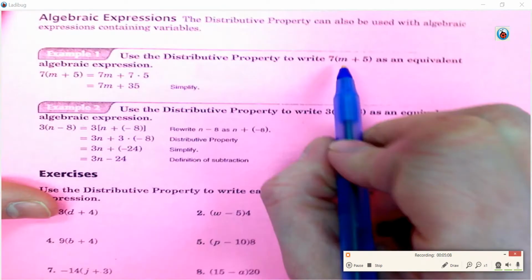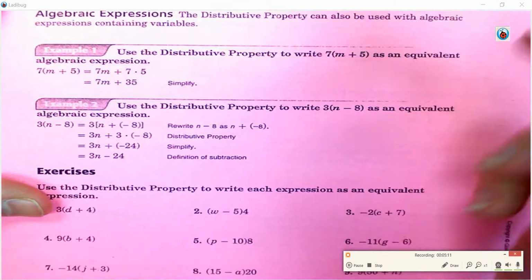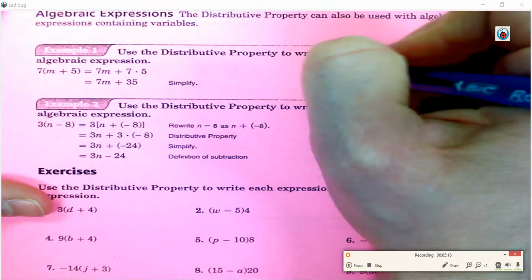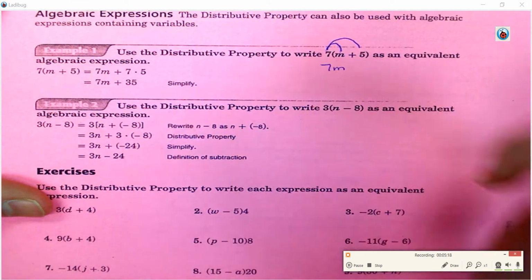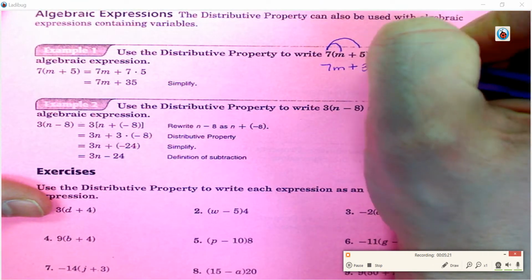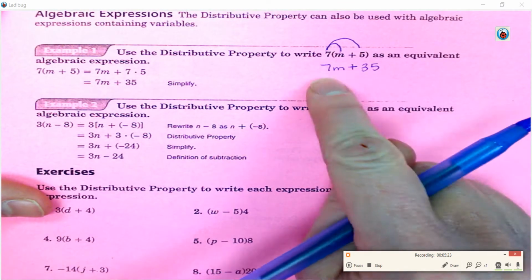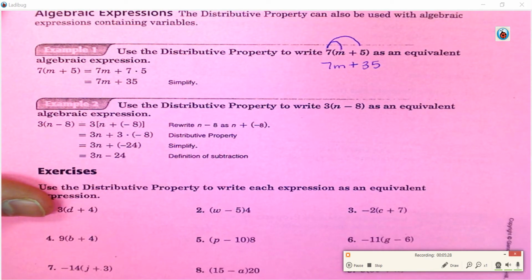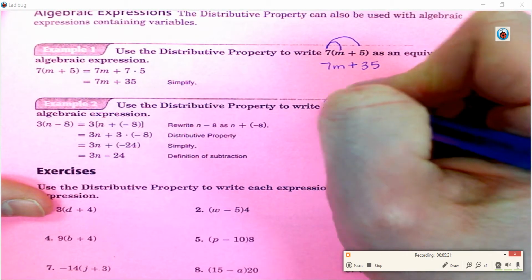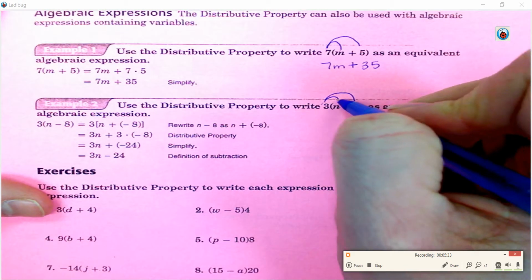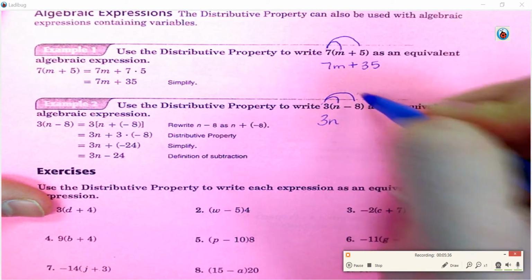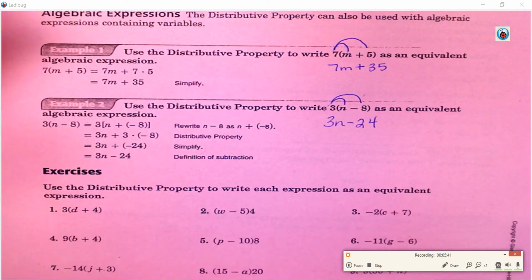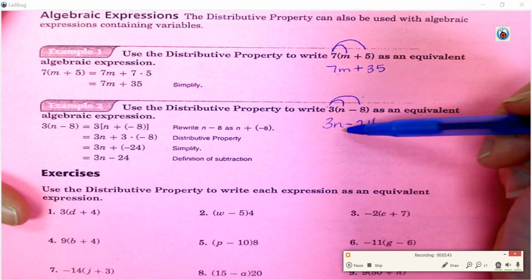So here's an example of that. Here's a problem where you have to distribute. You have to do 7 times m and 7 times 5. Well, 7 times m is 7m, and then 7 times 5 is positive 35. So that's your final answer. Those are not like terms, meaning one has a variable, the other doesn't. I can't go any further than that. This one, 3 times n and 3 times negative 8. So 3 times n is 3n. 3 times negative 8 is negative 24, and that's your final answer. You stop there. We don't know what m is, we don't know what n is, we cannot evaluate those.